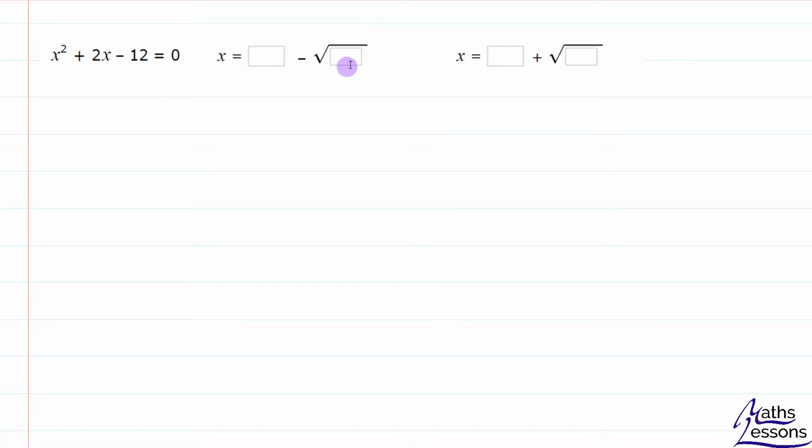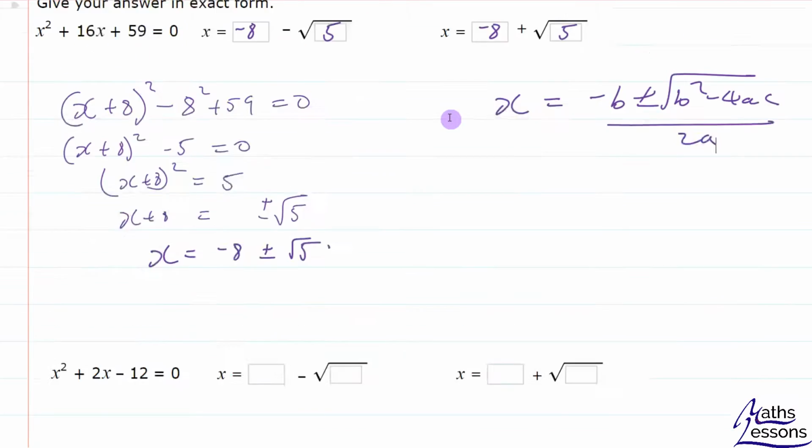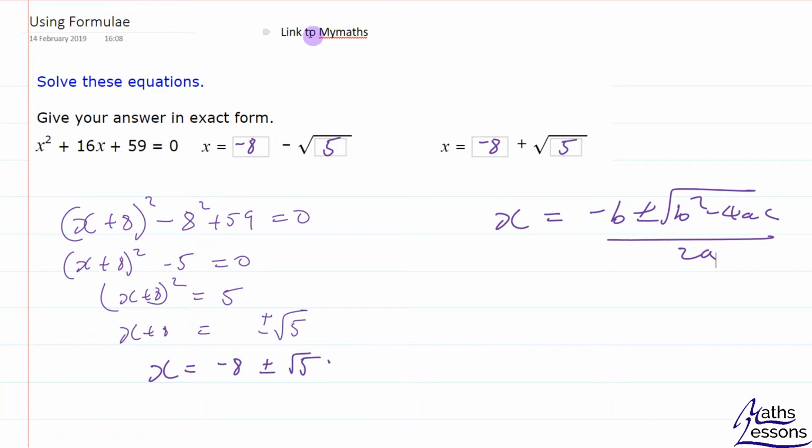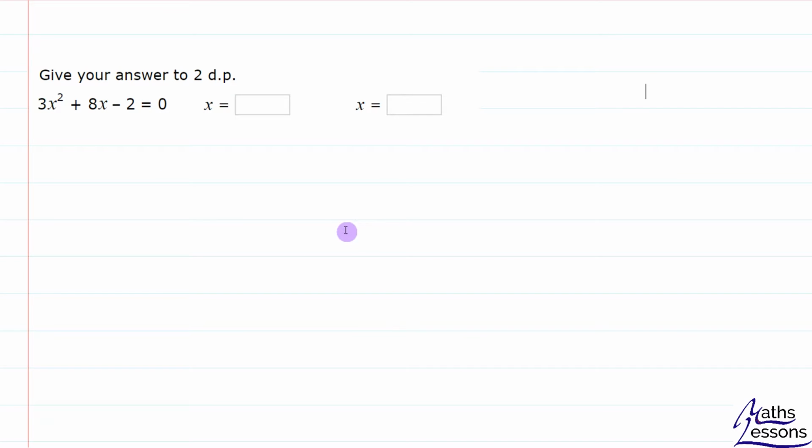Now there's another one exactly the same. I'm going to leave that blank for you to have a go at. I'll put some answers in later. Or if you go back up, you can see I'll put in a link to the MyMaths for this topic. Right, let's move down to this one, and this is giving your answer to 2DP. I'll give you 60 seconds to do that.